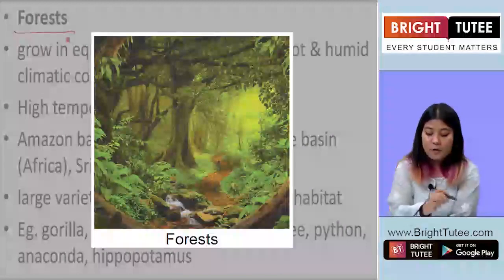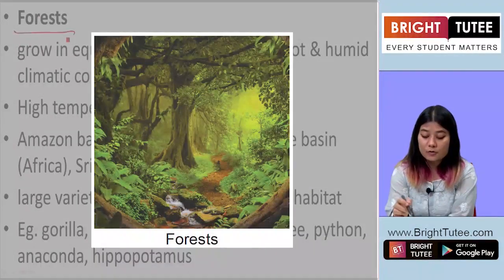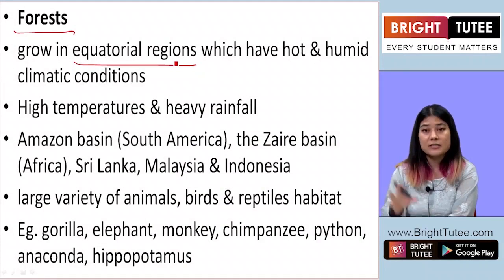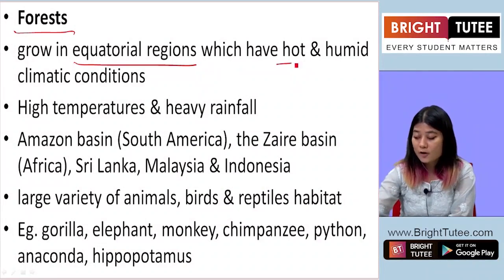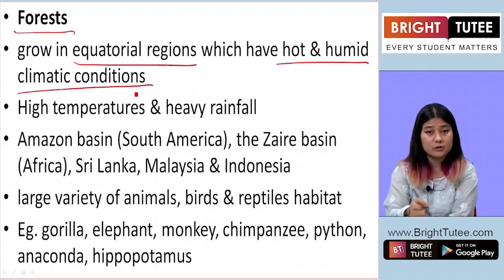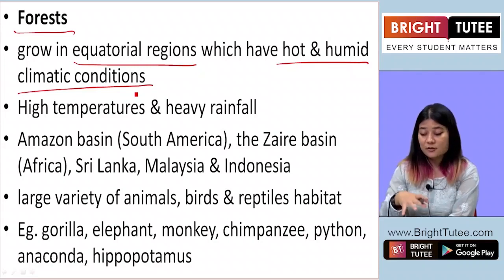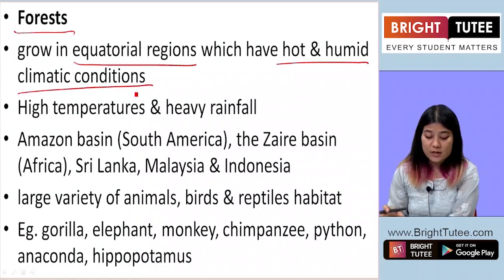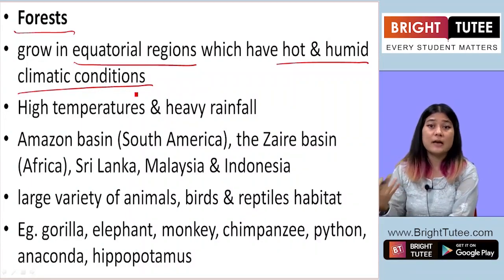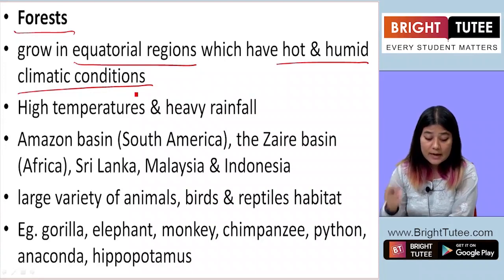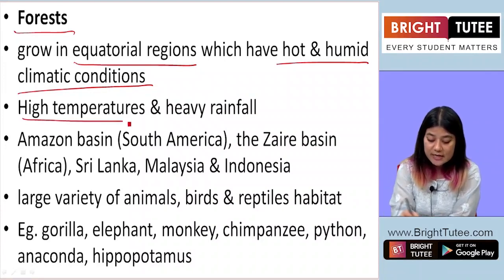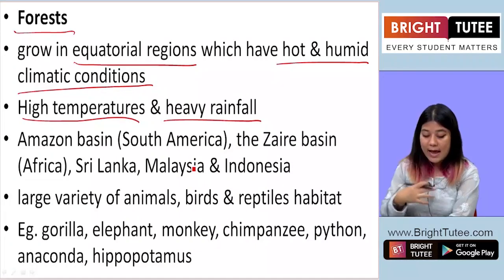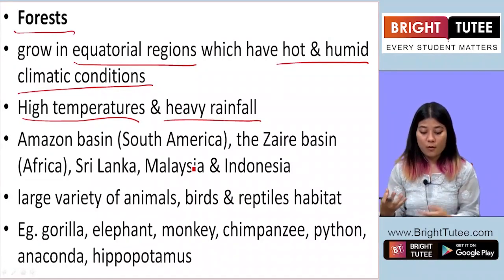First is the forest. Now forests are grown in equatorial regions. Now equatorial regions are those areas which have hot and humid climatic conditions. So the climate in such regions is both hot and humid. So there the forests thrive, they grow, okay? In these areas the temperature is high and it also receives heavy rainfall, and that supports the growth of forests.